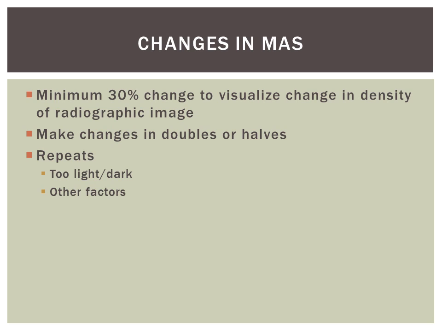Changes in mass. A minimum of 30% change is needed for visualization of density on a radiographic image. Make changes in either doubles or halves, which we just talked about. Too light or too dark must be a bold action if needing an actual repeat, and then other factors can also contribute.